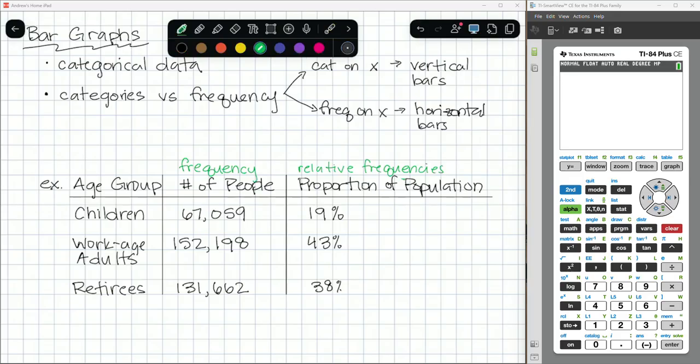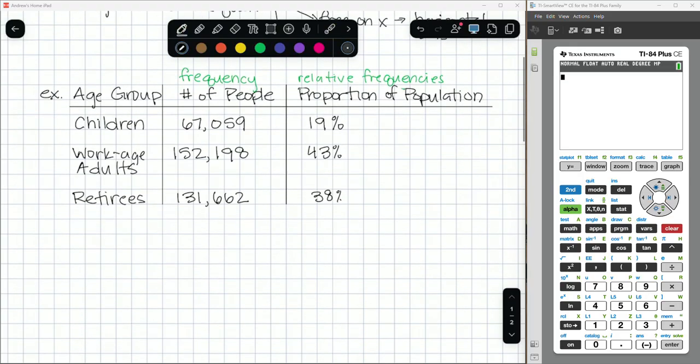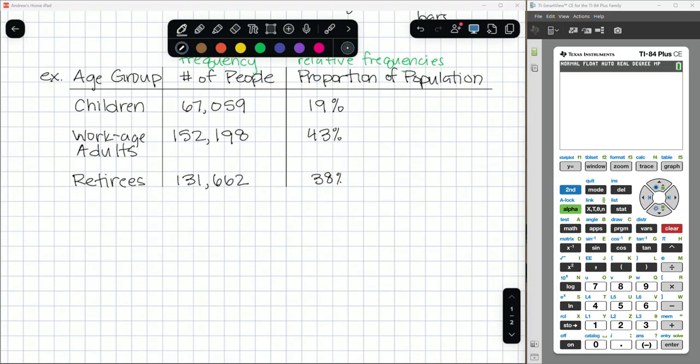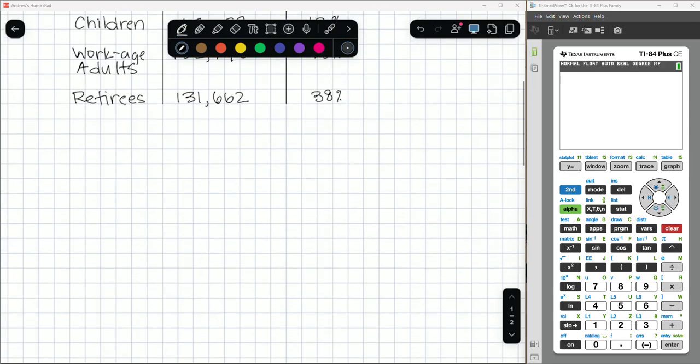We're going to go ahead and do one for this data set, and we're going to do relative frequencies because plotting 19, 43, and 38 is a lot less scary than plotting that frequency column. So I'm going to go ahead and scoot up. I know I need two axes. On the first axis, I need three categories. And when I draw bar graphs, there needs to be a gap between the bars. And that gap is usually about half the size of the bar.